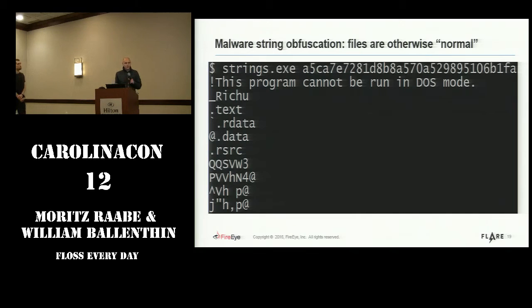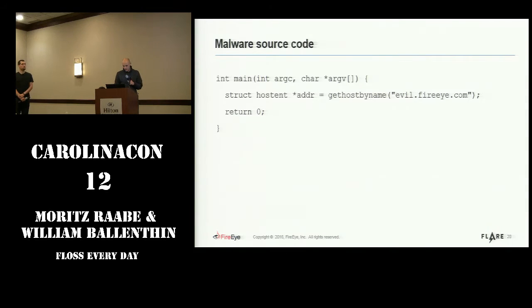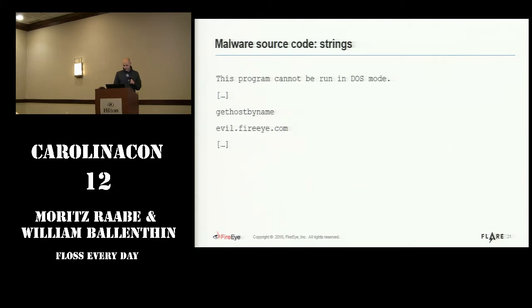So how do malware authors actually do this? This is an example source code of a very useful program. It resolves this host name and returns 0. And once we compile this and look at the strings, we get everything basically in clear text. We can see there's a call to gethostbyname, and we see the domain name. We can then use this again to find traffic to malicious domains and other activity in our network.